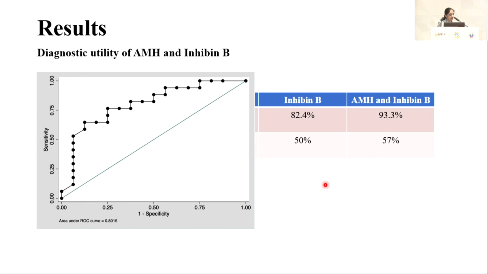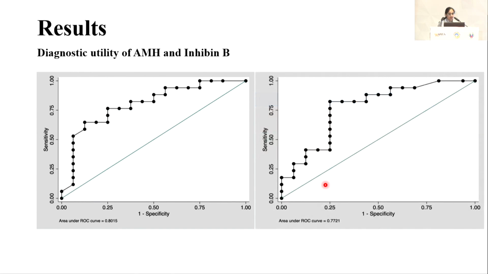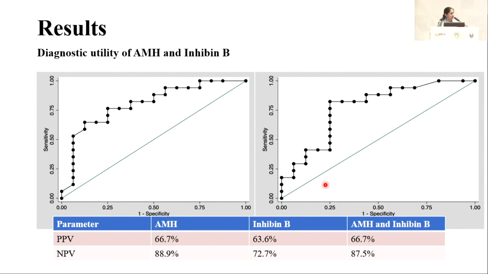Area under the curve for AMH was 0.8. The optimum cutoff obtained was 146 nanogram per ml. And similarly for inhibin B, area under the curve was 0.77 with an optimum cutoff of 76 picogram per ml. Positive and negative predictive values were also calculated.